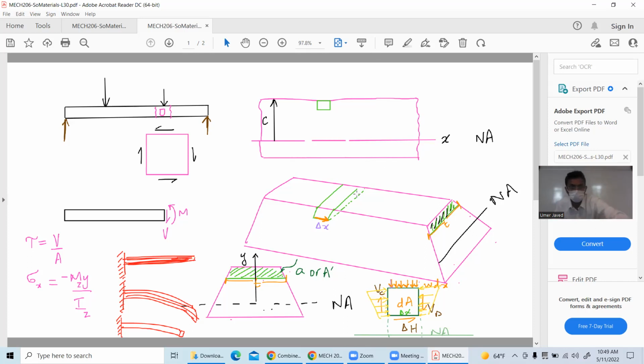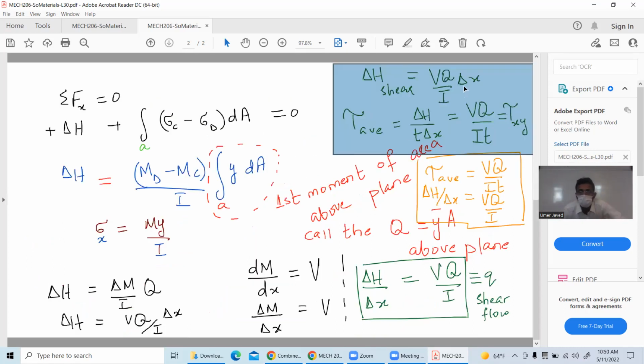You can even see it from here. Delta x. We don't have pins. What if it's been glued or clamped? If you have glued them together, well, then you will find the shear flow. So I understand your question. This is what you will do.